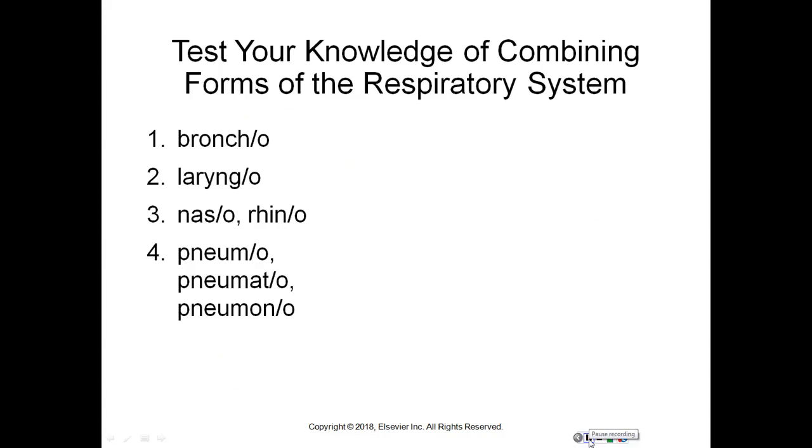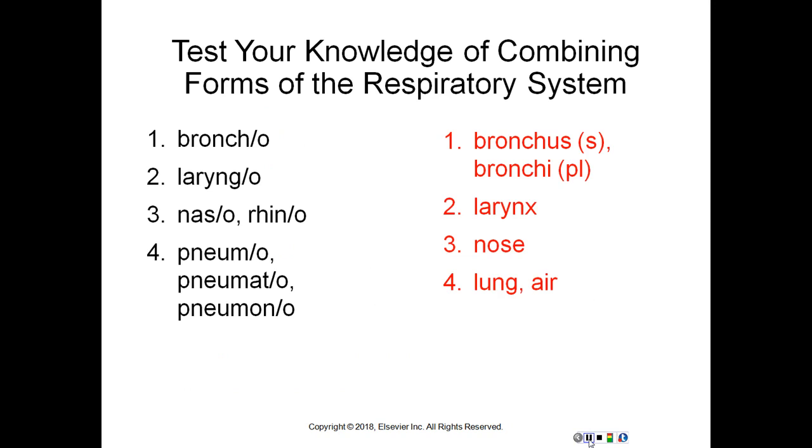One more, just test your knowledge. Again, kind of repeating themselves here. Broncho, you have bronchus and bronchi, one singular, one's plural. Laryngo is larynx. Naso and rhino both mean nose. Pneumo, pneumato, and pneumano all mean lung, air. And then what's the other one that means just lung, and that is pulmono.